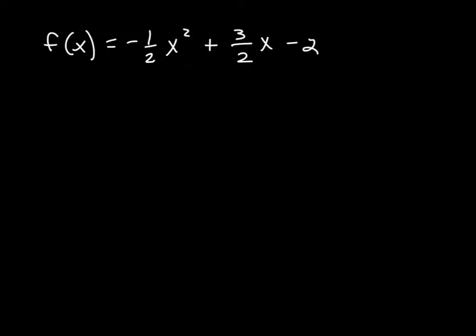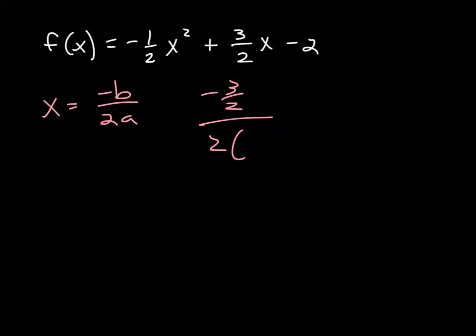So instead of using the completing the squares process, let's find the axis of symmetry, because we know that the x value of the vertex is the axis of symmetry. So you have to recall that the axis of symmetry equation is x equals negative b divided by 2a. So now we just have to substitute those values into these letters. And so negative b is negative 3/2 divided by 2 times a, which is negative 1/2.